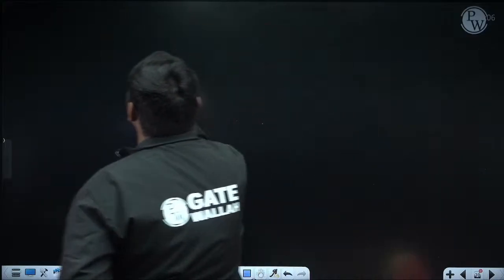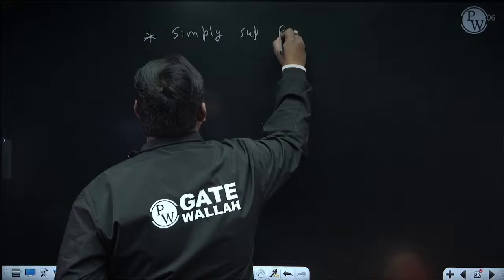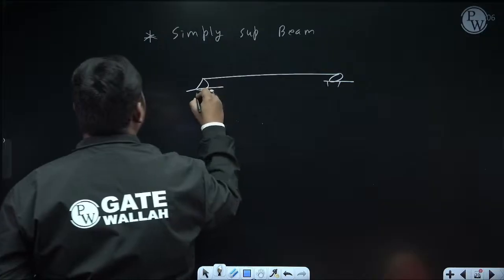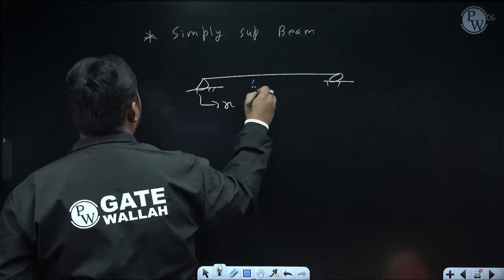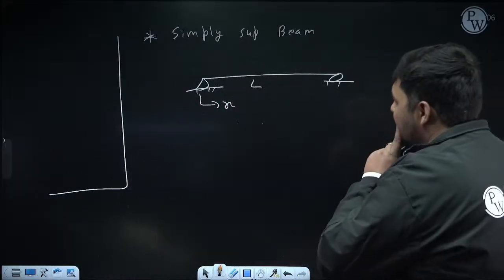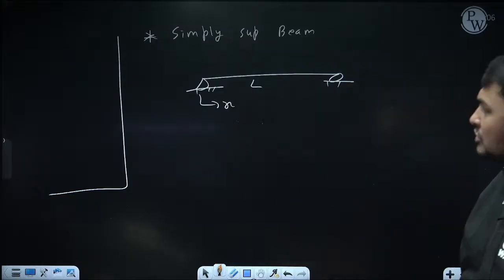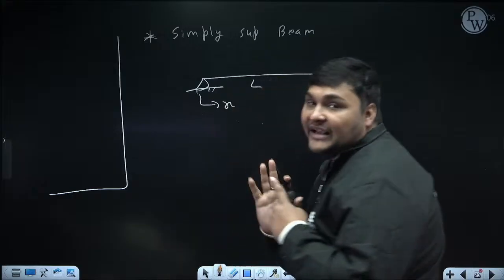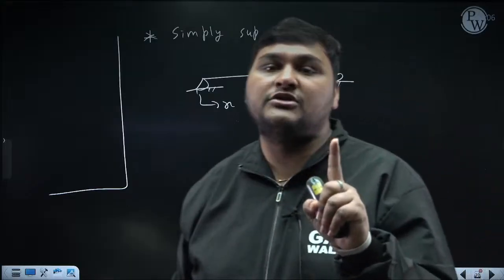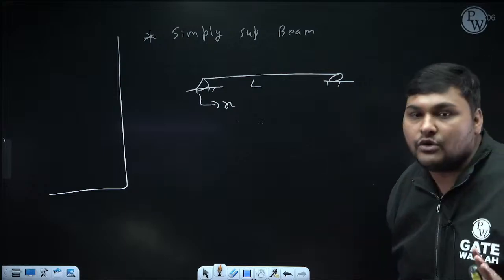Similarly, if it is a simply supported beam, it has a hinge or roller support. Hinge or roller support, in case of transverse loading, acts the same. At a hinge support, vertical deflection will be 0. But here rotation can occur, so the slope of the deflection curve is not 0. So at a hinge support, y will be 0, but del y by del x is not 0.